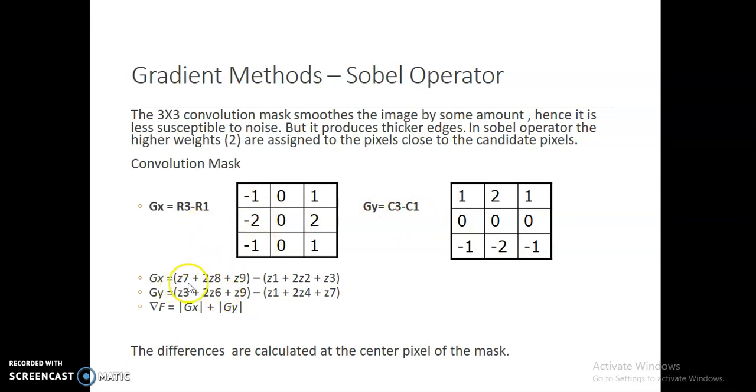Likewise, as in Prewitt operator, it's R3 minus R1. So Gx equals Z7 plus 2 Z8 plus Z9 minus Z1 plus 2 Z2 plus Z3, and Gy equals Z3 plus 2 Z6 plus Z9 minus Z1 plus 2 Z4 plus Z7. So we can compute the magnitude as mod Gx plus mod Gy.